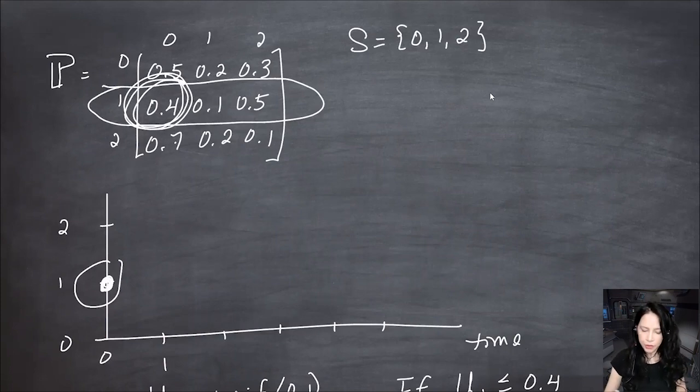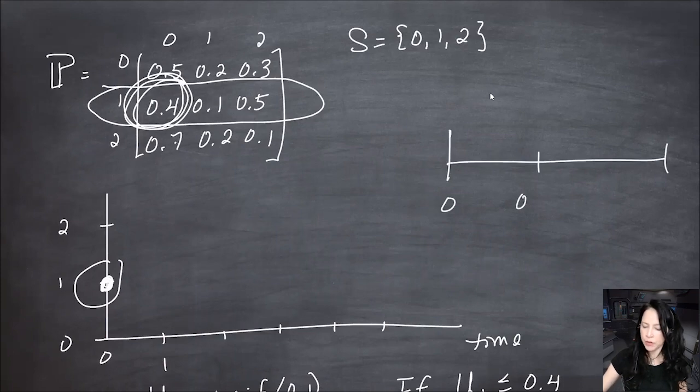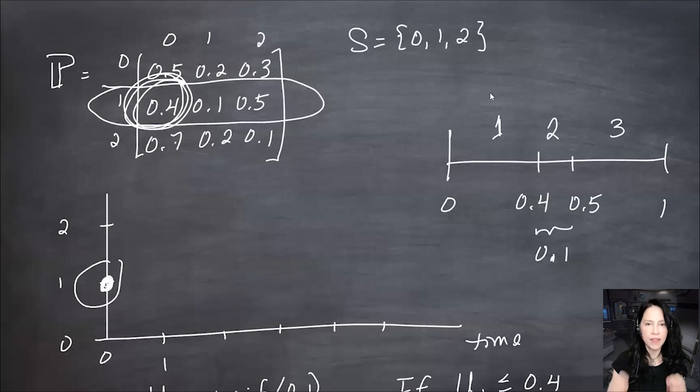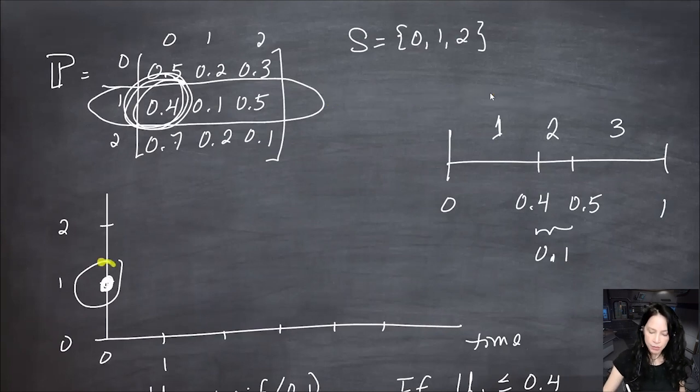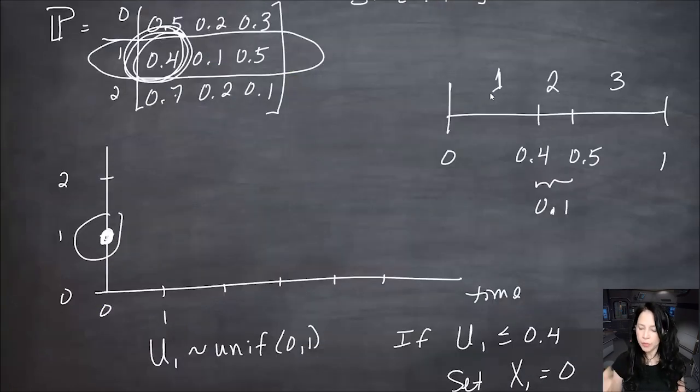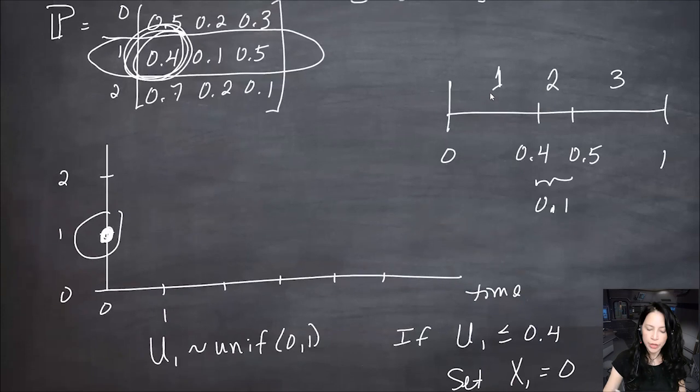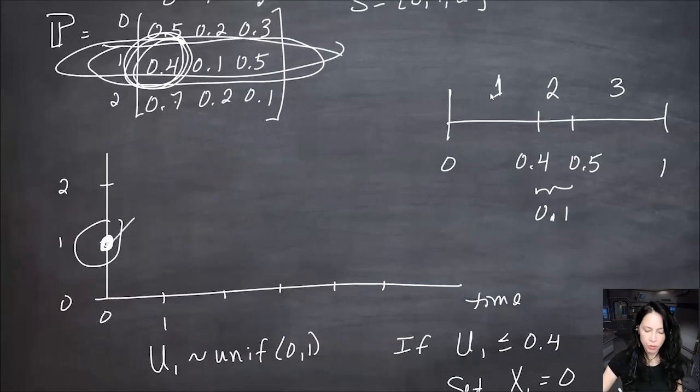Okay, so if your uniform is between 0 and 0.4, you'll output a 1. And if it's between 0.4 and 0.5, this is 0.1 away, you could output a 2. And if it's between 0.5 and 1, you would output a 3. And that's how you'll get 1, 2, and 3 with the right probability. And all of this is based on starting here at 1, and looking at the 1 row. So to generate a sample path, you generate uniforms and you look at the corresponding row of the matrix and you go somewhere.